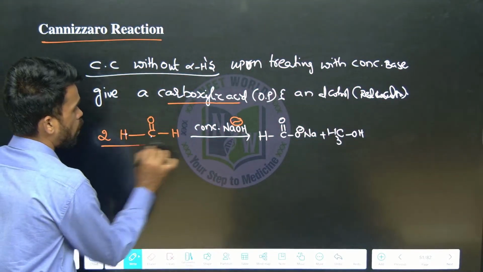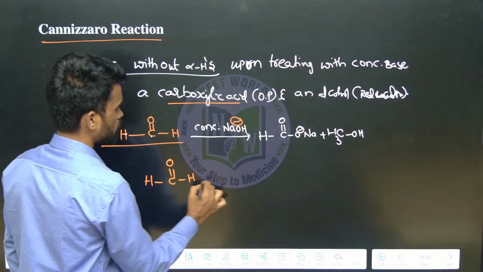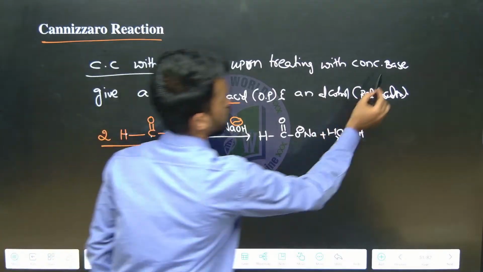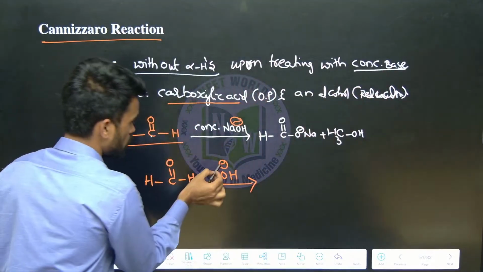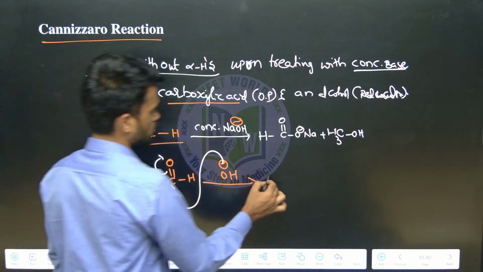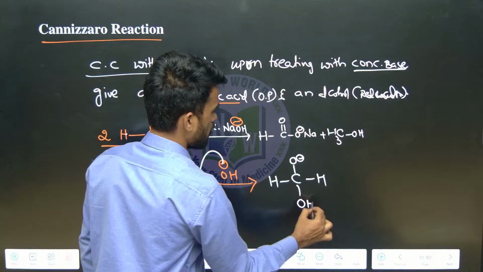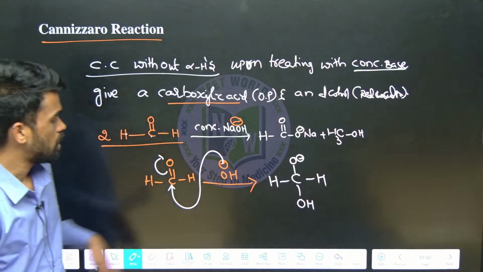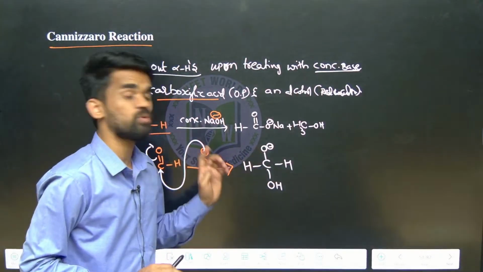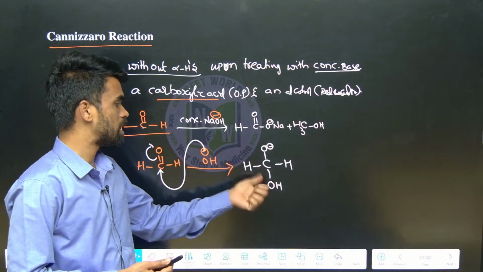Out of these 2 moles, I am taking 1 mole first, with this concentrated NaOH. So concentrated OH minus will be attacking here, the carbonyl goes up, giving O minus, H, and OH here. After this, on the same carbon we have O minus and OH. This is relatively less stable due to the repulsive interactions between the lone pair electrons of these oxygens.